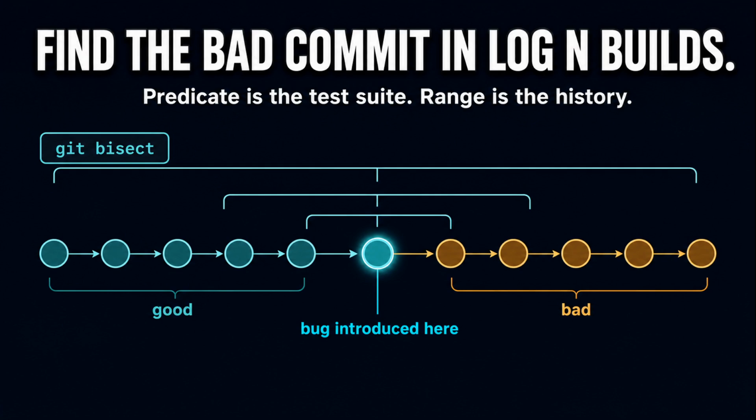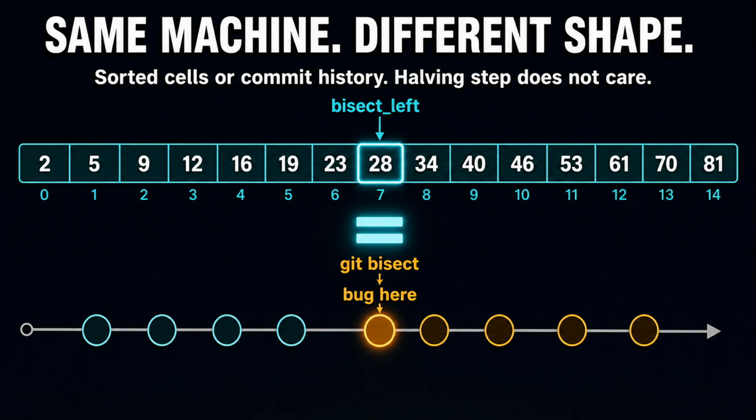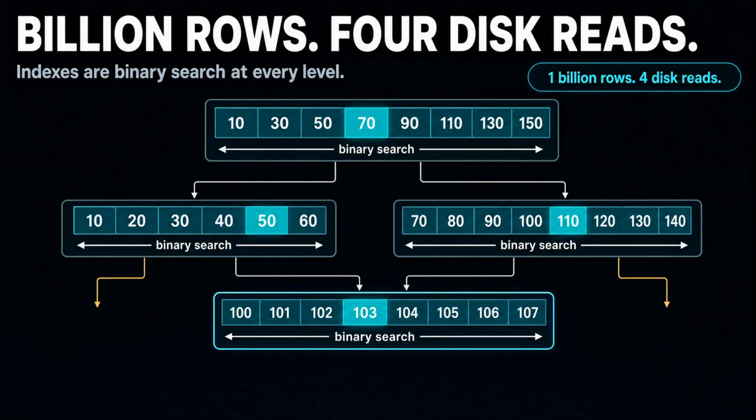Right. So the predicate is the test suite, or just an interactive yes or no from the developer. Right. And in log of the commit count, you have the exact commit that introduced the bug. Exactly. That is binary search on a virtual array of is the bug present at this commit. It is exactly the same machine as bisect left, just in a different shape. I love that. And here's where it really compounds.